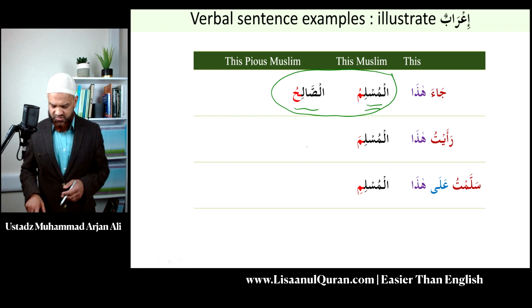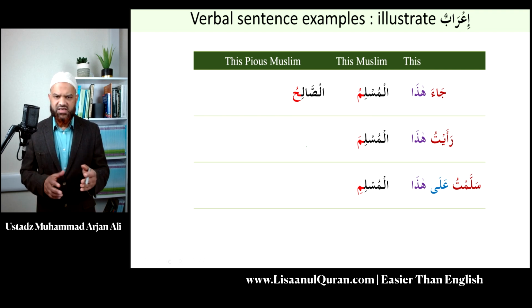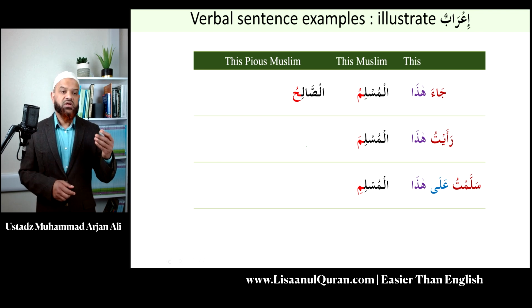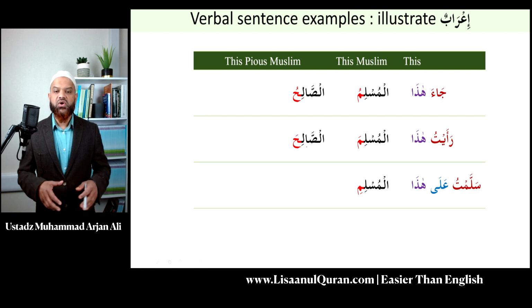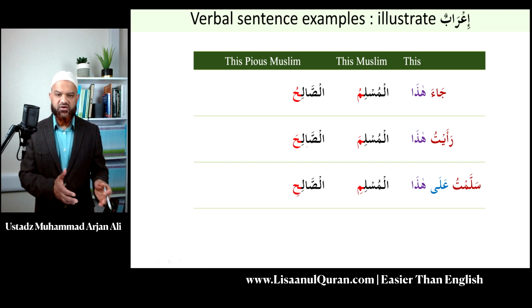And that's how you work it out, inshallah ta'ala. I hope this is making sense and how easy it is. So, ra'aytu hadha al-muslima, and then I will say as-saliha. Very easy, inshallah. Why? It's just simply copying the I'rab. And then lastly, of course, it will be as-salihi. Again, you can see the I'rab being copied.